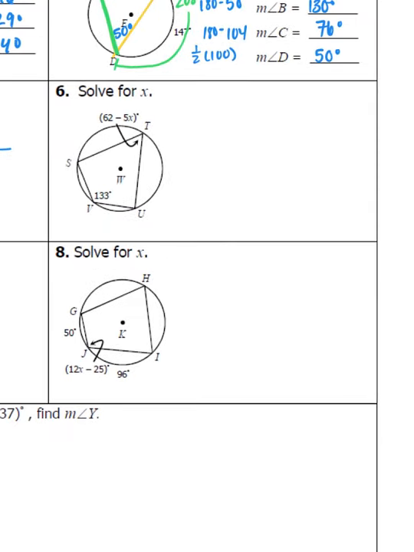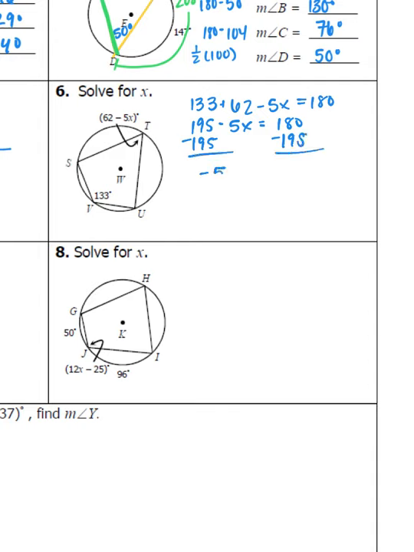All right, number 6, same exact concept. We've got the two opposite angles. We can add them up, set them equal to 180. Combining like terms, we get 195 minus 5x equals 180. I'm going to subtract 195 from both sides. We get negative 5x equals negative 15. So then we get x equals positive 3, because a negative divided by a negative is a positive.